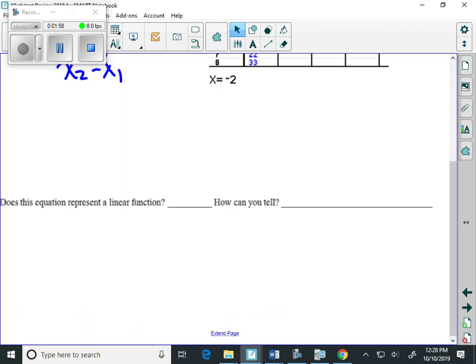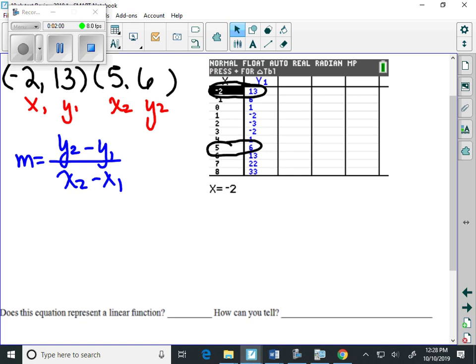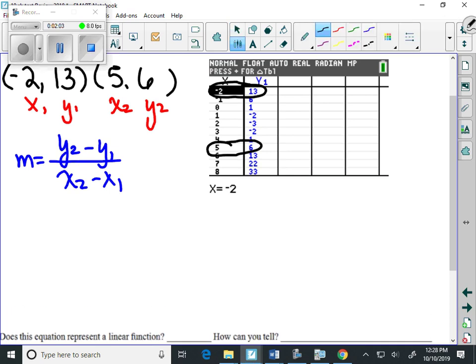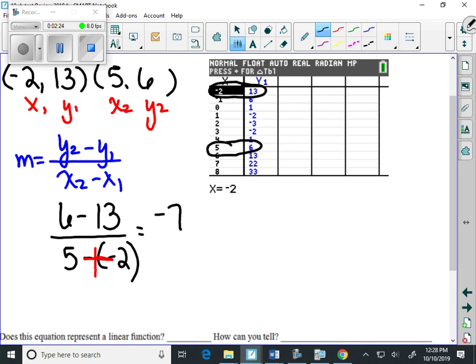And we end up with 6 minus 13 over 5 minus a -2. Watch out for those signs. The double negative, some of you don't even write it. You just go straight to the plus, and that's fine. But 6 minus 13 is -7. 5 plus 2 is 7. And -7 divided by 7 is -1.